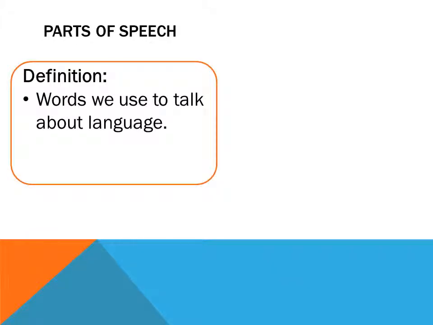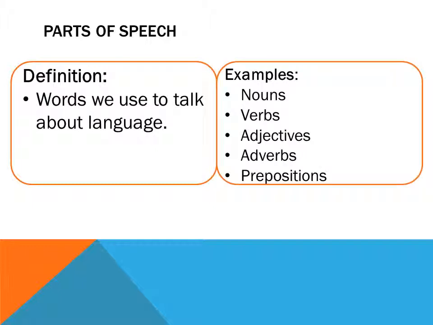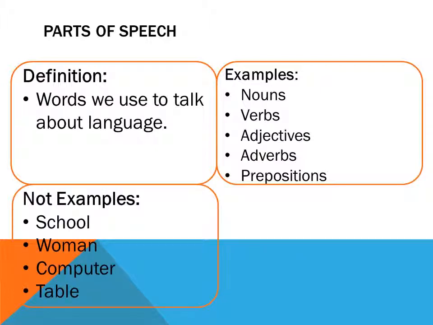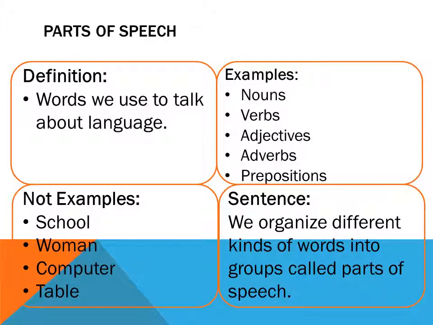Alright, here are the notes that you need to take. The definition: parts of speech, words that we use to talk about language. Some examples are nouns, verbs, adjectives, adverbs, and prepositions. These are not examples: school, woman, computer, table. In a sentence, we organize different kinds of words into groups called parts of speech.